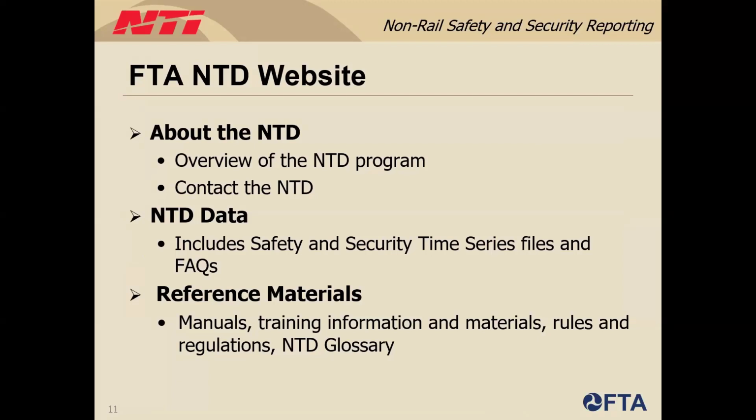The NTD data section provides access to published data products, including safety and security time series files, which is an excellent source for reviewing your agency's statistics and peer comparison to other NTD reporting agencies, and the safety and security FAQs. You can also find the current annual data and profiles, monthly ridership statistics, and the National Transit Summaries and Trends, NTST, just to name a few. Under the reference materials, you will find the NTD glossary, policy manuals, quick reference guides, information on training and conferences, and more.